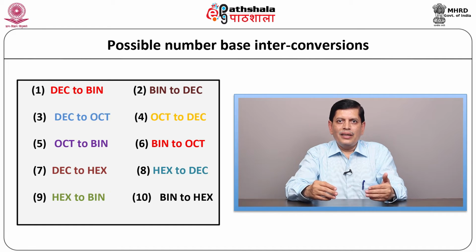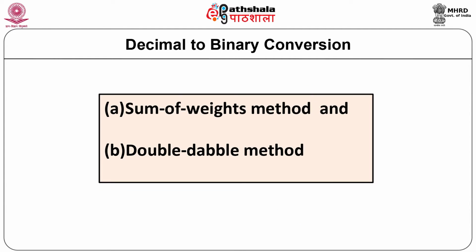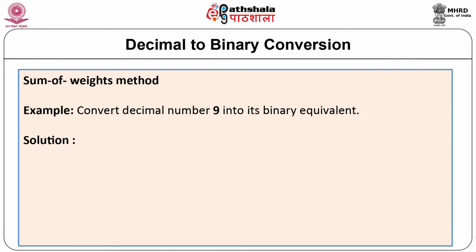It will begin with decimal to binary and binary back to decimal. Let us start with the interconversion process. Let us begin with decimal to binary and binary to decimal interconversion. For decimal to binary conversion, there are 2 methods, sum of weights and double method. Let us study the sum of weights method for decimal to binary conversion.